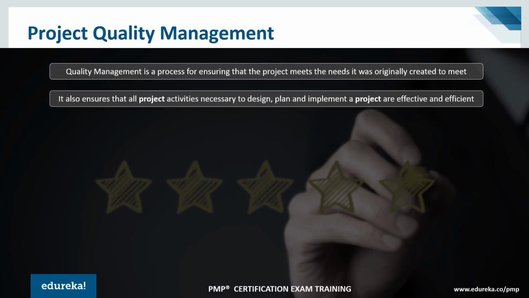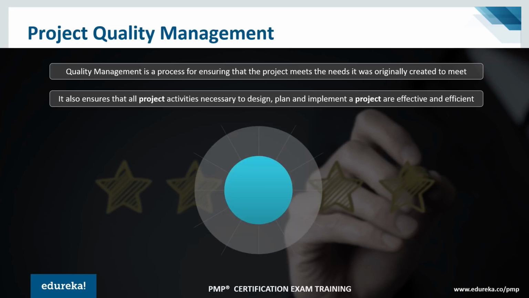It also ensures that all project activities that are necessary for designing, planning, implementing a project are effective and efficient. And that is ensured by following quality management as one of the important plans that we create on the project. So let's understand a bit more around quality management as a concept when we work on the project. There are a few things that we definitely need to make sure we are doing as a part of quality. One is, of course, the verification.